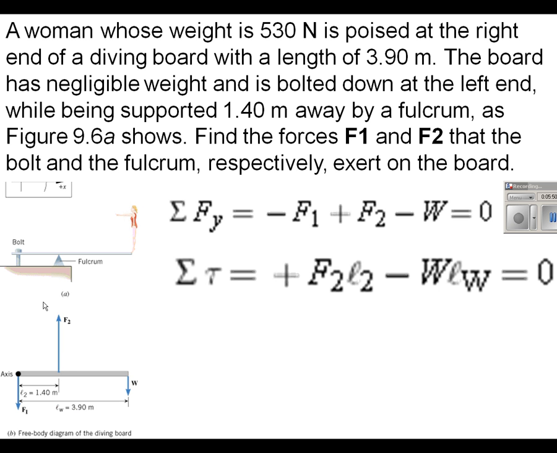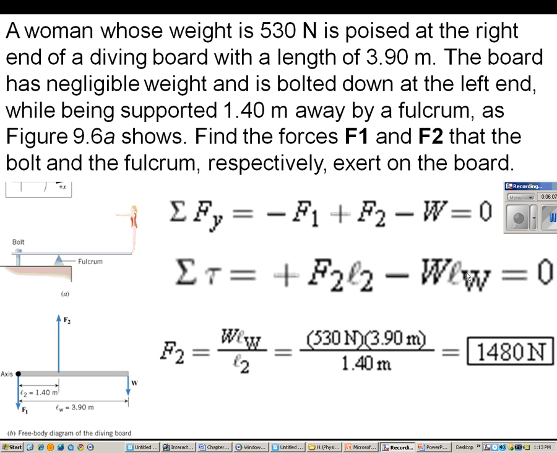one direction, in the counterclockwise direction, in the positive direction. In the negative direction, we have the weight down times L sub W, which is 3.9 meters, this lever arm distance here. Those two add up to 0, or you can make those just equal and opposite.